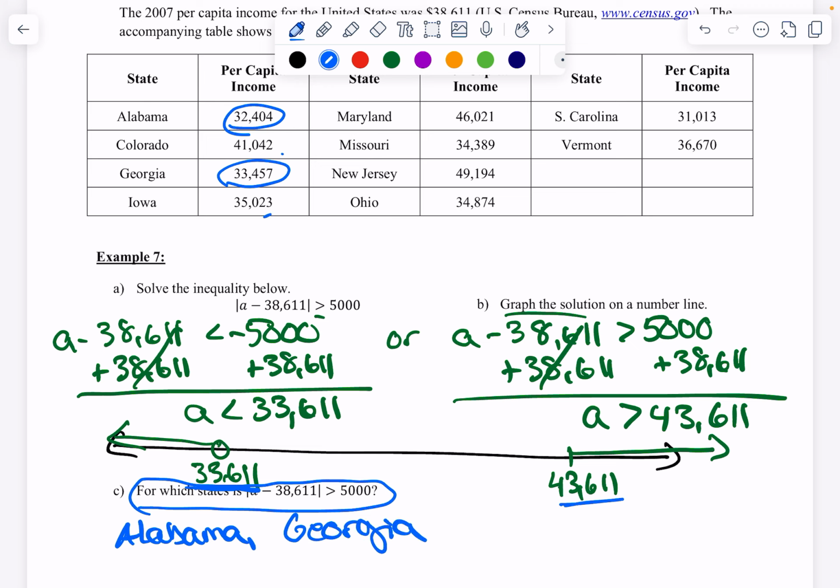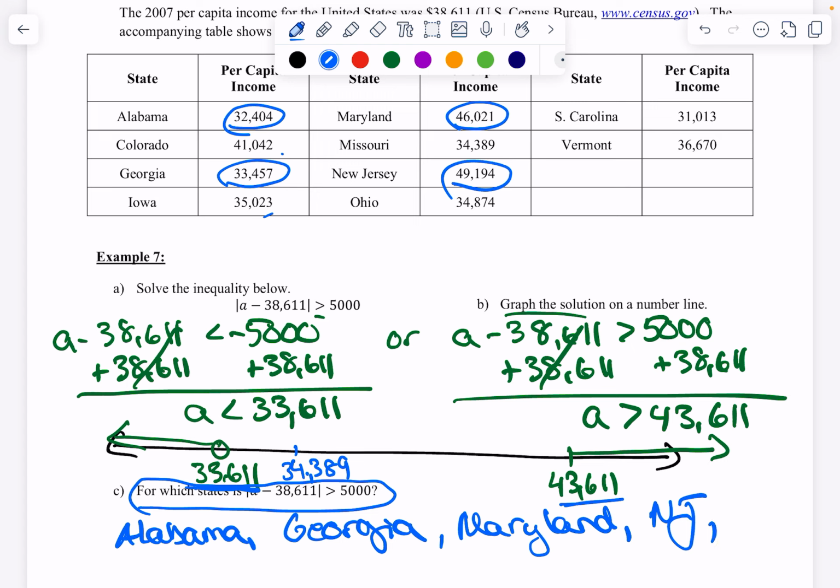Iowa is 35,023. That is in between here, so that is not true. Maryland is 46,021, which is greater than 43,000. So that's going to be over here. Missouri is 34,389. Well, that is in between these two numbers. It would be, for example, somewhere here. So that is in between, so no. New Jersey is 49,194. So yes, New Jersey is.